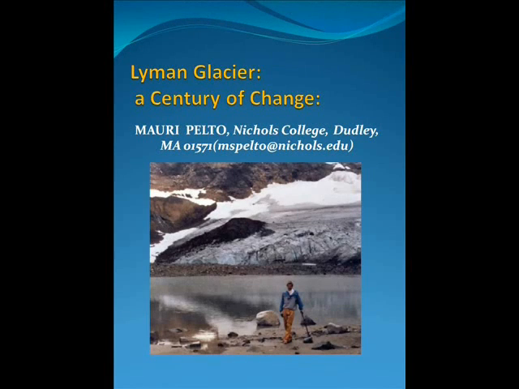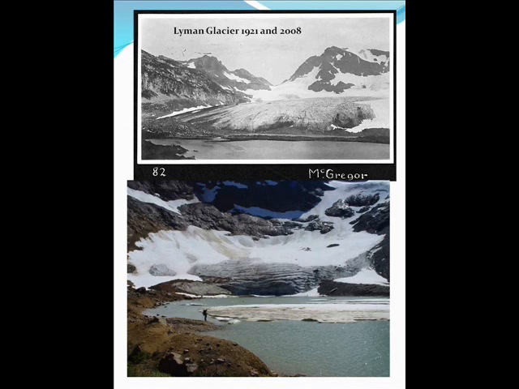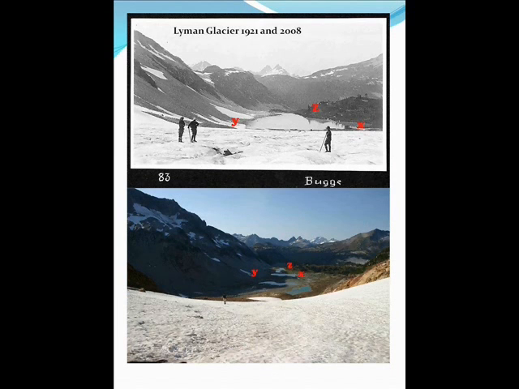This video presentation is a look at a century of change on the Lyman Glacier, which I've had the privilege of visiting 13 times in the last 25 years. Now, the Lyman Glacier, if we look back to 1921, a mountaineers expedition went into the area, and you can see a view of the glacier, lake in the foreground, and then we have a view of the glacier 2008. Different lake in the foreground, same type of viewpoint, but obviously much shorter.